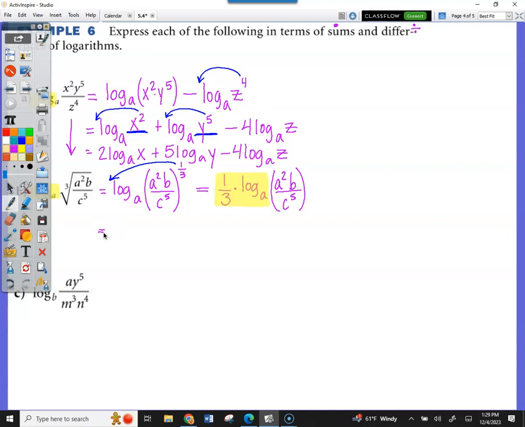Fractions translate to subtraction. So I have 1/3 log base A of this. I'm going to rewrite it as 1/3 log base A of the top minus 1/3 log base A of the bottom. You with me? The top, A squared B, minus 1/3 log base A of the bottom.